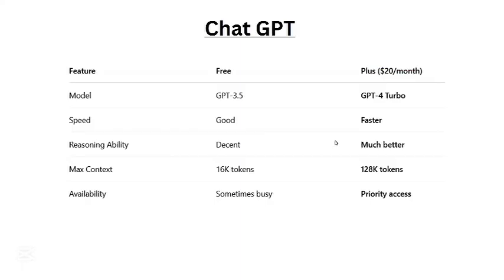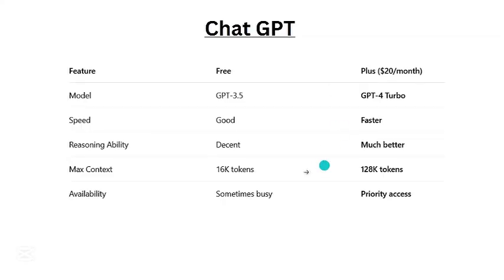Okay, if you are using ChatGPT, you know that there are different versions. One is the one most of you are using, the free version, I think. It is based on GPT-3.5, which is less capable than the GPT-4 Turbo model. The Turbo model is used in the Plus version, which is $20 per month. The speed is also faster in Plus, and the reasoning ability is better in the Plus version than the free version.